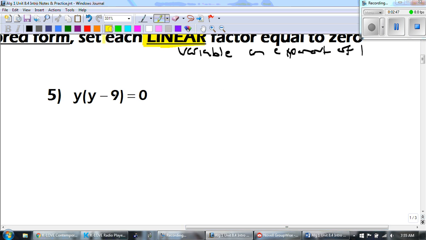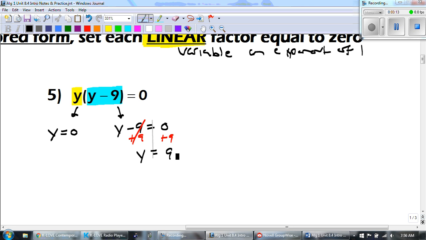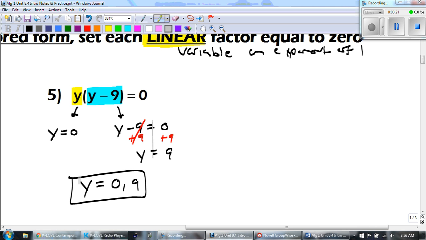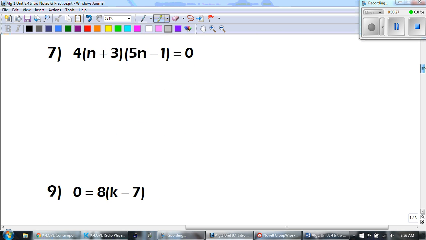Now 5, I have two variables. I have the y and y minus 9. So I would set everything with a variable equal to 0. So y equals 0, boom, that's an answer. And then y minus 9 equals 0. Well, the y minus 9 I actually have to solve. So I'm going to add 9 to both sides. And we get that y equals 9. So for 5, I have two answers of 0 and 9. When we have multiple answers, we always put them in order from least to greatest.